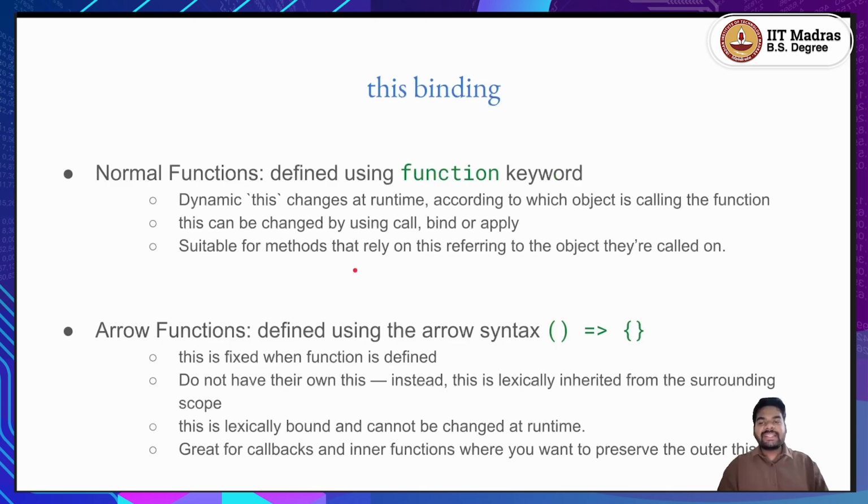These are suitable for things that rely on the context being the object that is being called. Arrow functions, this becomes fixed when it is defined, not when it is called. They get their this from the scope in which they have been defined, and this is lexically bound and cannot be changed at runtime. It is great for callbacks and functions where you want to preserve the outer this.